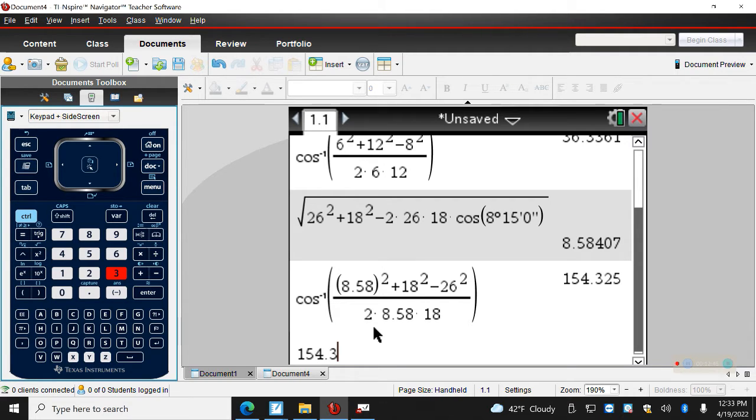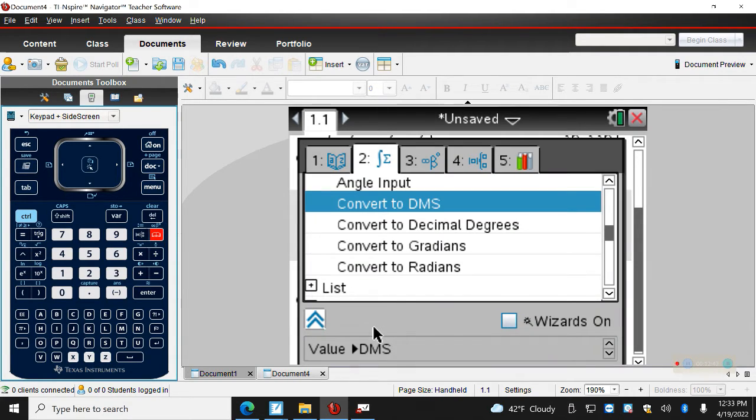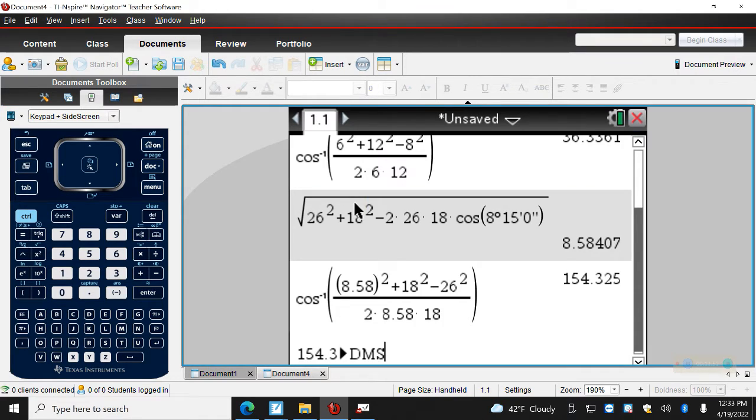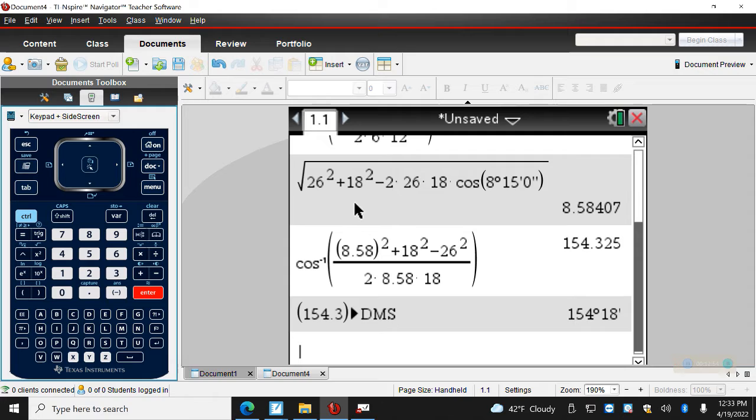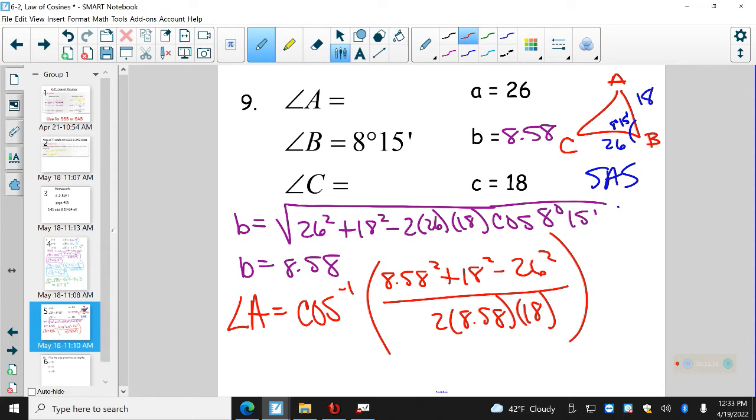Degrees, minutes, and seconds. How do I get that? I'm going to click my book, and under the angle, I'm going to convert to DMS, and hit enter. And it gives you 154 degrees and 18 minutes.